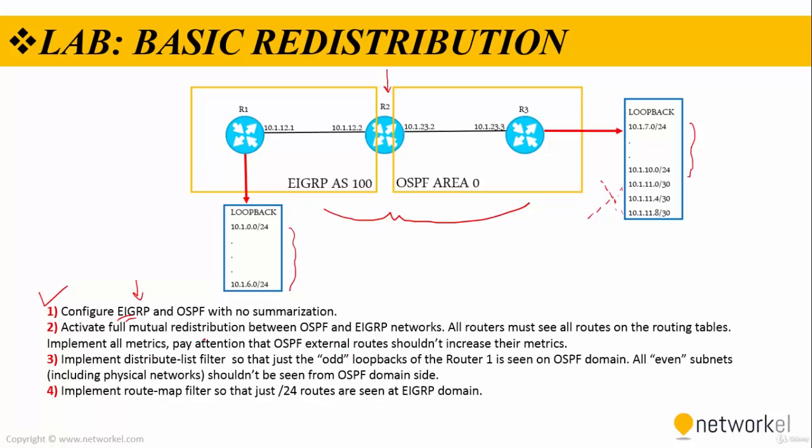Activate full mutual redistribution between OSPF and EIGRP networks. Cool. All routers must see all routes on the routing tables, implement all metrics, pay attention that OSPF external routes should not increase their metrics. Alright, I'm going to configure a mutual redistribution between the OSPF and EIGRP domains, so let's do it.